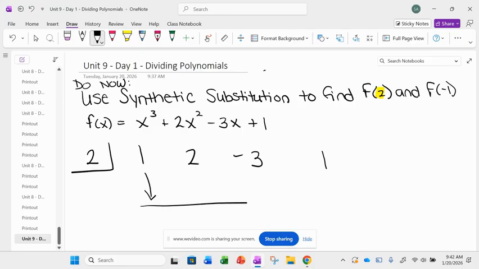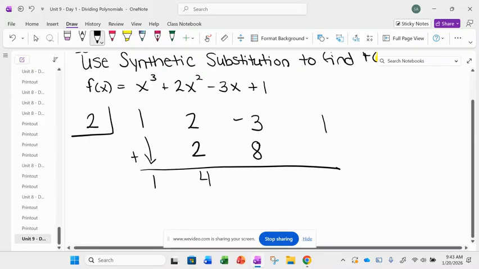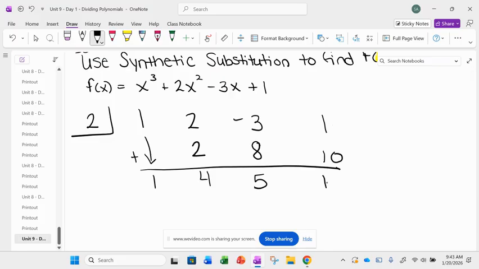Then what you do is you bring down your first coefficient and you multiply that number with the number in the box. So 1 times 2 is 2. Now that's going to go into the empty space in the second column. And then you add that column. So 2 plus 2 is 4. Now we're going to repeat this process all over again. 4 times 2 is 8. I'm writing that in the third column now. -3 plus 8 is 5. Now we have 5 times 2 is 10. 1 plus 10 is 11.